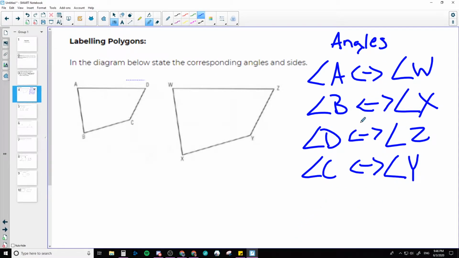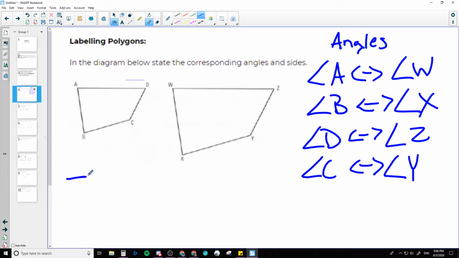We just use these arrows in the middle here to indicate that they are corresponding. They are equal to one another. In order for these to be similar polygons, that means that angle D must have the same degrees as angle Z. Okay, and that's the same for each of these sets of corresponding angles. Now let's talk about the sides, all right?